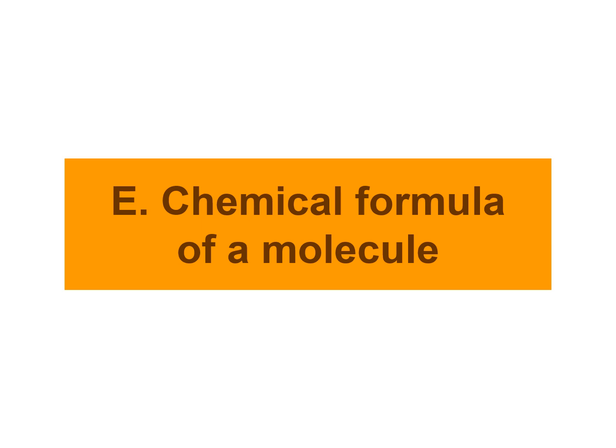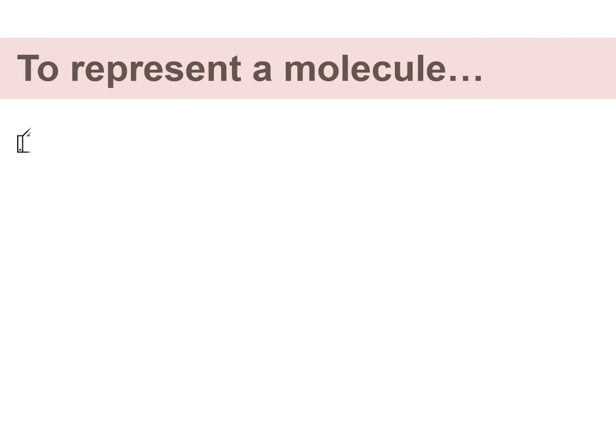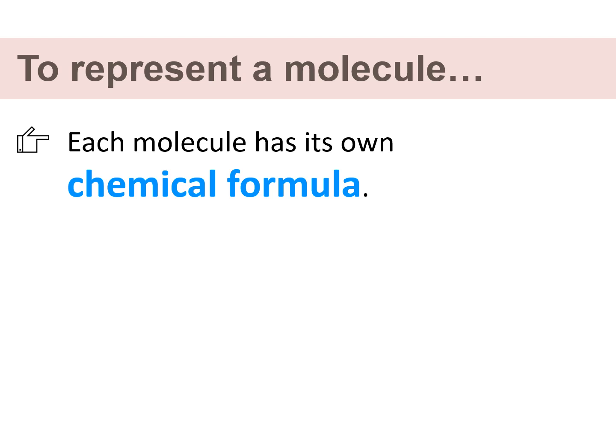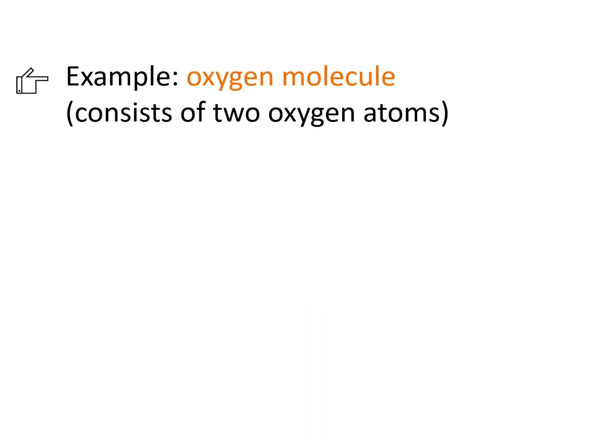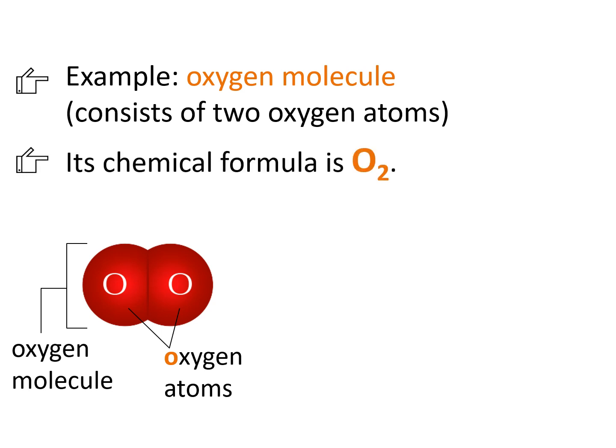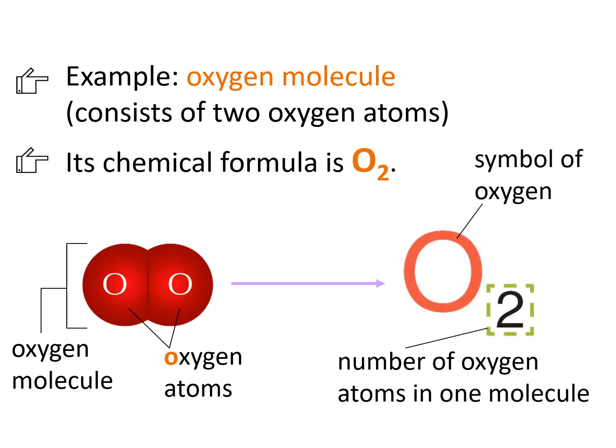In section E, we talk about the chemical formula of a molecule. We use a chemical formula to represent a molecule. The chemical formula shows the types and the numbers of atoms that the molecule consists of. For example, an oxygen molecule is made up of two oxygen atoms. Its chemical formula is O2. O is the symbol of oxygen, and 2 on the right side represents the number of oxygen atoms in one molecule.